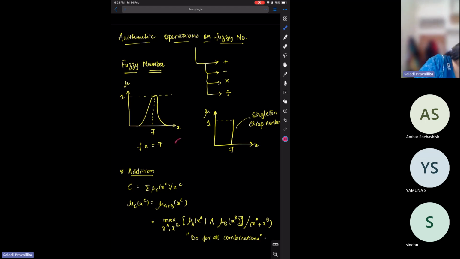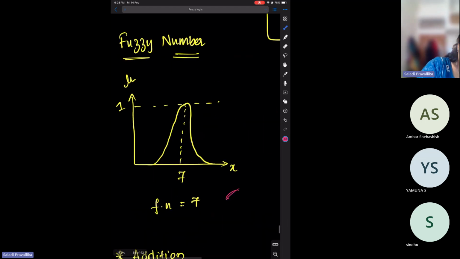If I take this, there is only one peak that I can find, right? That is at this point. That is the only peak where the fuzzy set has the highest membership value, and that is at a given x value. In the example shown here, it is 7. So the fuzzy number is equal to 7.